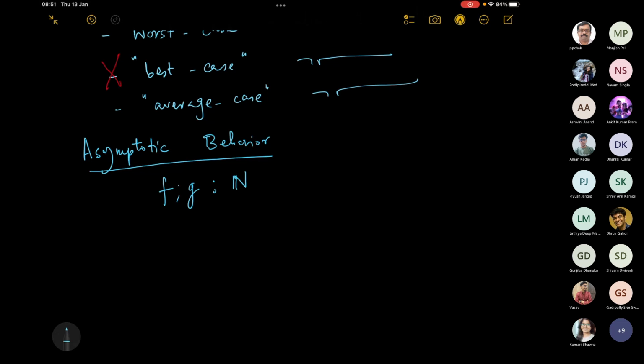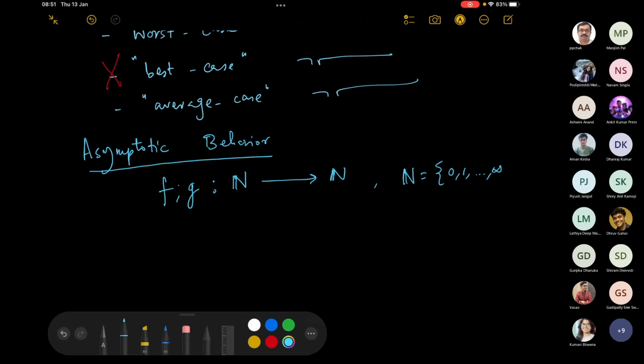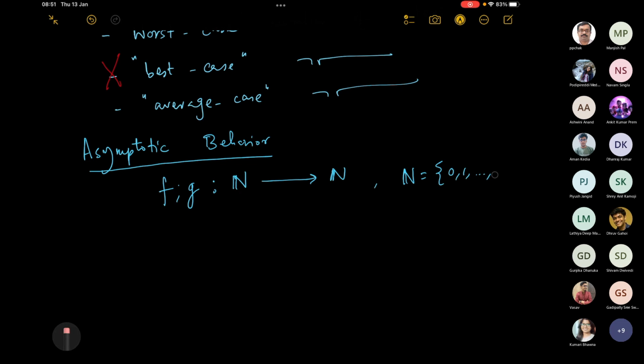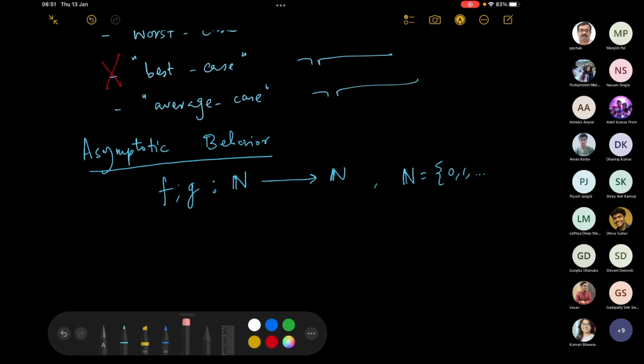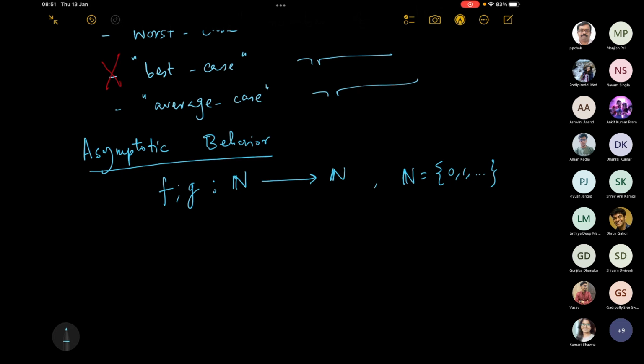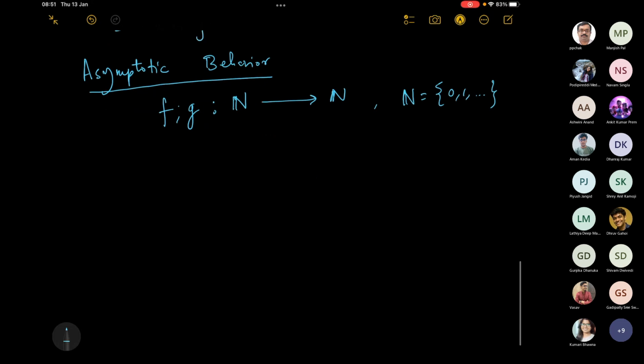Our functions are from natural numbers to natural numbers. Natural numbers, for me, are 0, 1, up to n. Zero has been invented in India, and I want to include 0 in the natural numbers. There are two communities, those who include 0 and those who do not. I just include 0.